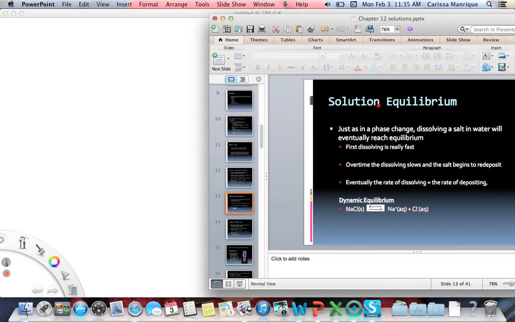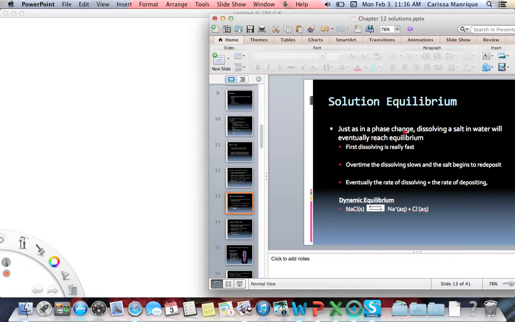Solutions over time will become in equilibrium, and this will become very, very important. We have maybe 3 or 4 chapters just over equilibrium. We have an equilibrium constant called K. Okay, and we'll measure the energy involved in equilibrium. But let's just quickly define it right now. And that's where basically the rate of dissolving equals the rate of deposition. So let's think about what that means.